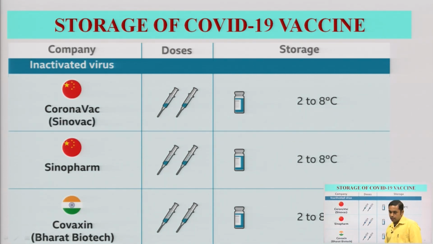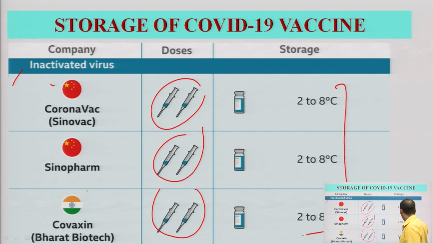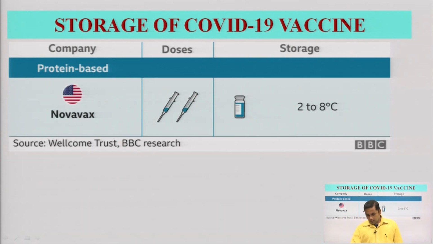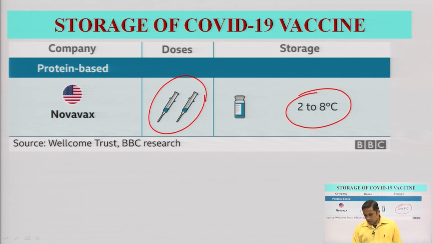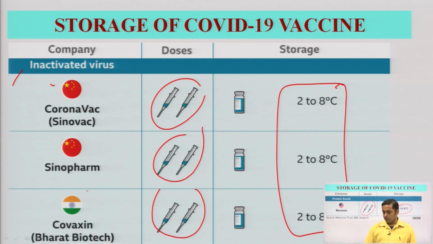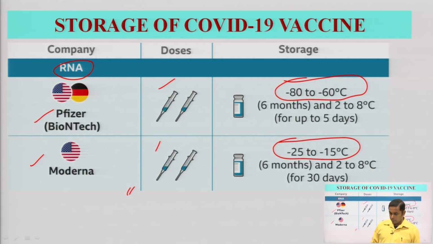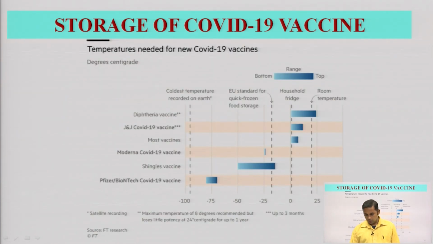China's Sinovac and Sinopharm vaccines and our Indian Covaxin are inactivated vaccines. In all these cases, you have to take 2 doses, and the best part, which I liked most, is 2 to 8 degrees centigrade. We can maintain this temperature. Novavax vaccines also need 2 doses and again 2 to 8 degrees centigrade. So, in most COVID-19 vaccines you have to maintain 2 to 8 degrees centigrade, except only Pfizer-BioNTech's and Moderna's vaccines. This is something about the storage of COVID-19 vaccines.